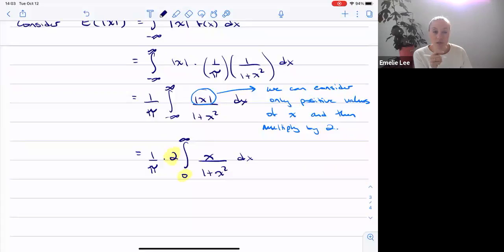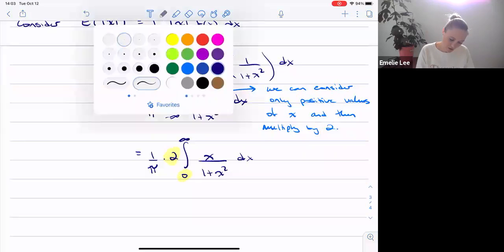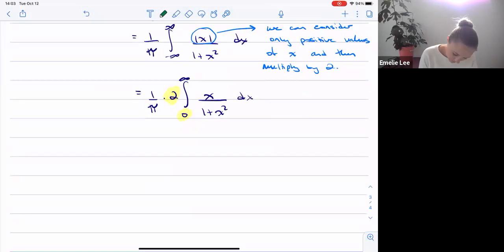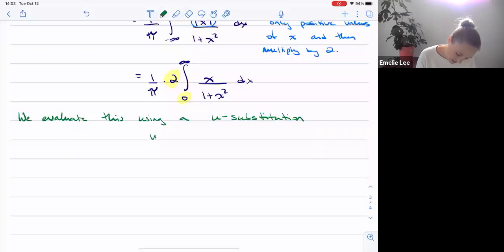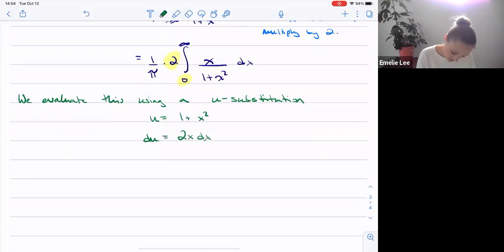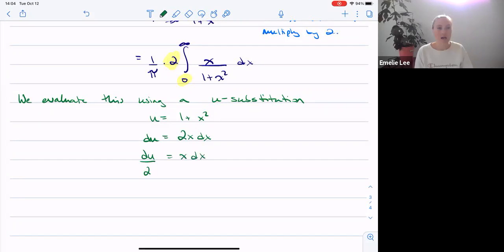I would probably have to use a u substitution. In fact, that's what I'm going to do. We evaluate this using a u substitution, where I'm going to let u be 1 plus x squared, which means du is 2x dx. If I let u be 1 plus x squared, then what I have left is x dx, which I see here. That's what helped me choose my u. So what if I write du over 2? Well, that can take the place of x dx. So du over 2 is the same as x dx.